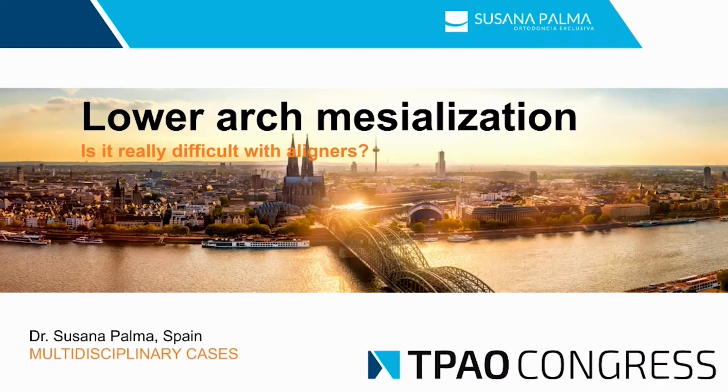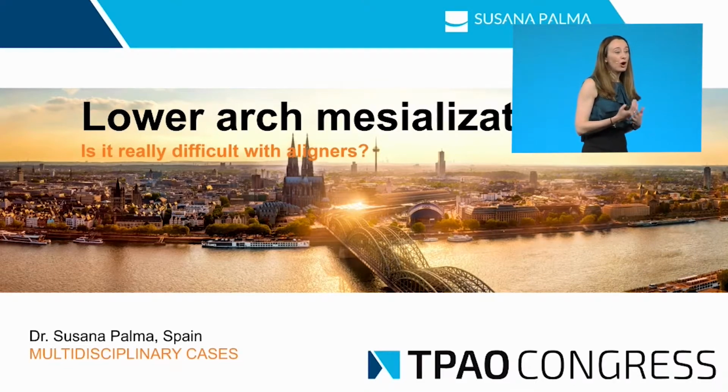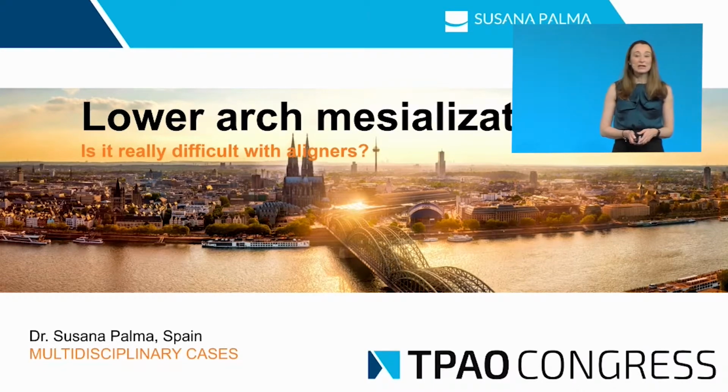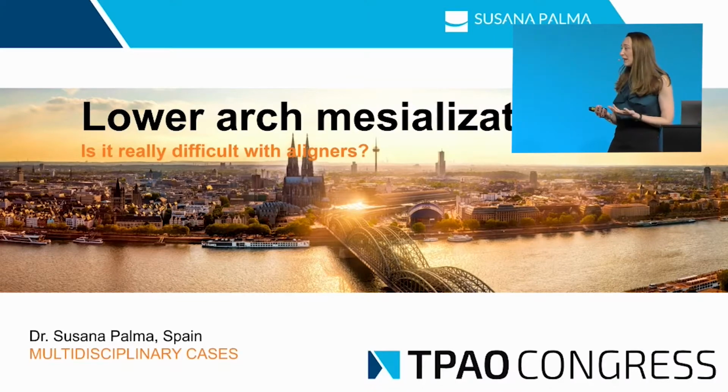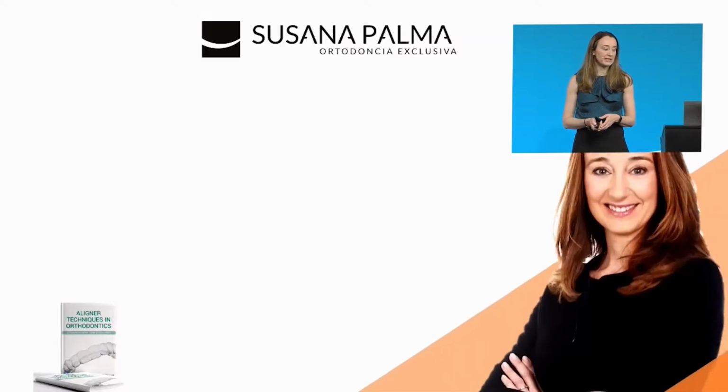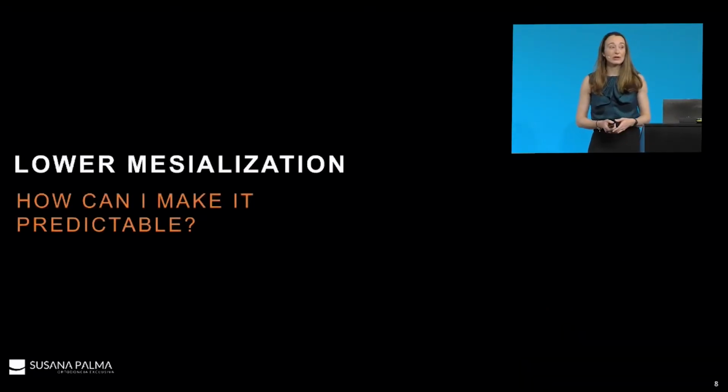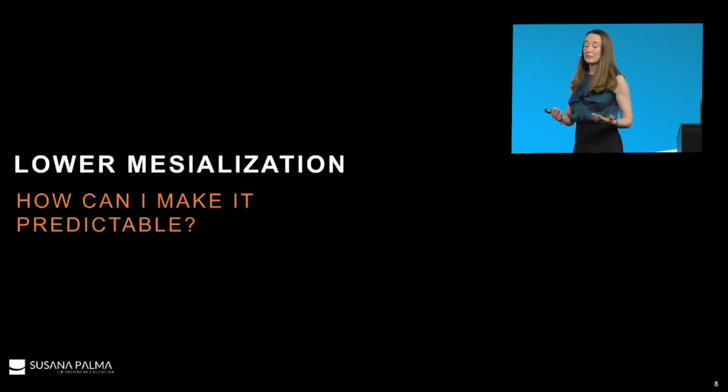Well, I am going to talk a little bit about lower arch mesialization, okay? And yesterday, we had the opportunity to hear our friend talking about how to correct the class 2, okay? And I am going to give one more option just to correct the class 2, like Enzo spoke yesterday. Traditionally, we have considered the mesialization of the lower arch a little bit difficult when we are dealing with aligners, okay? So I am going to focus on some multidisciplinary cases to explain how we deal with these cases. Today we are going to be talking about lower mesialization in my lecture.